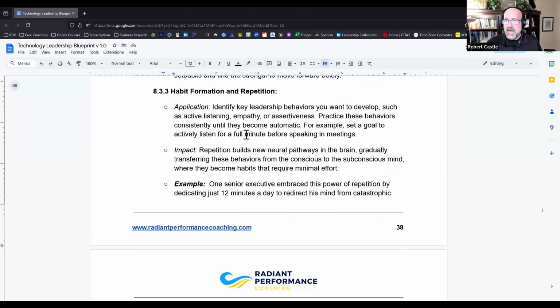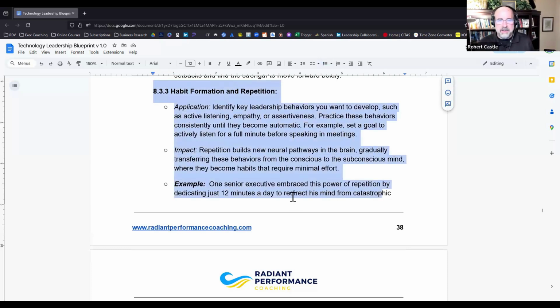Let's go to 8.3, habit formation and repetition. Another application you can use is identifying key leadership behaviors that you want to develop, such as active listening and empathy and assertiveness, and practice these behaviors consistently until they become automatic. For example, set a goal to actively listen for a full minute before speaking in meetings.